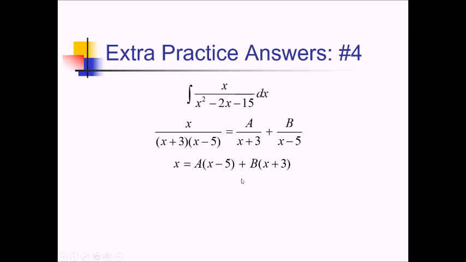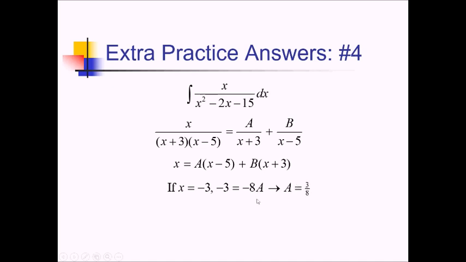To solve for A and B, I just have to pick x values that get rid of one or the other of them. So for example, to solve for A, I need to get rid of this B term. I can do that if I just plug in the x value negative 3, because negative 3 plus 3 would zero out this whole term. If x equals negative 3, then negative 3 equals A times (negative 3 minus 5), so that's negative 8A, and again B is zeroed out. So given this equation, A must equal 3/8.